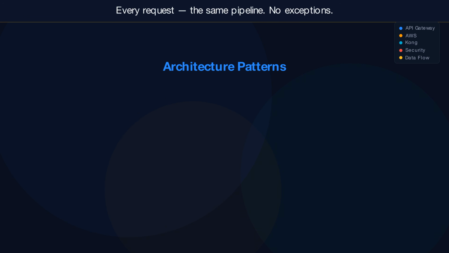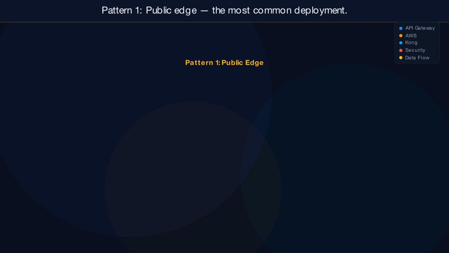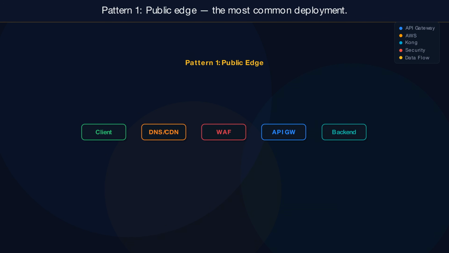Pattern 1. The public edge gateway. The most common deployment. Client traffic enters through DNS resolution at Route 53, hits a CDN like CloudFront for edge caching, passes through a WAF for threat filtering, then reaches the API gateway, which authenticates, rate limits, and routes to backend services. This is the standard architecture for SaaS products and consumer-facing APIs.